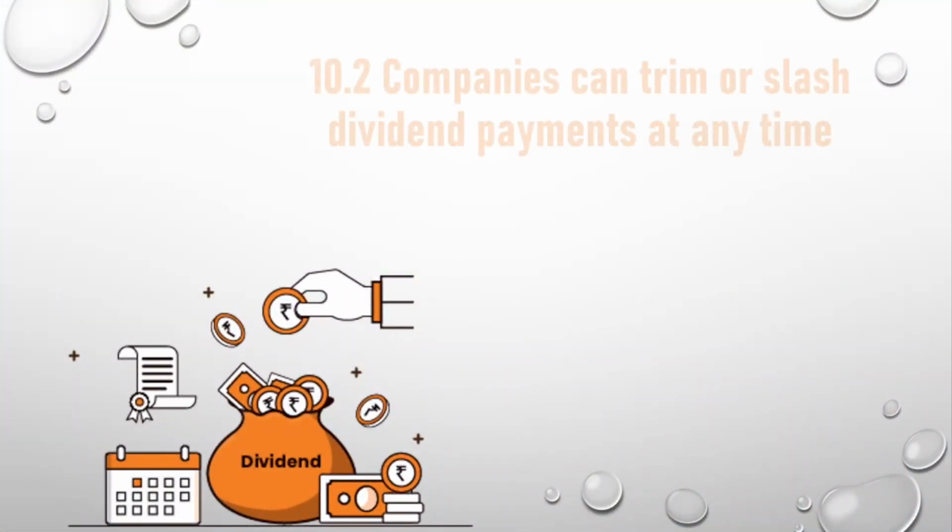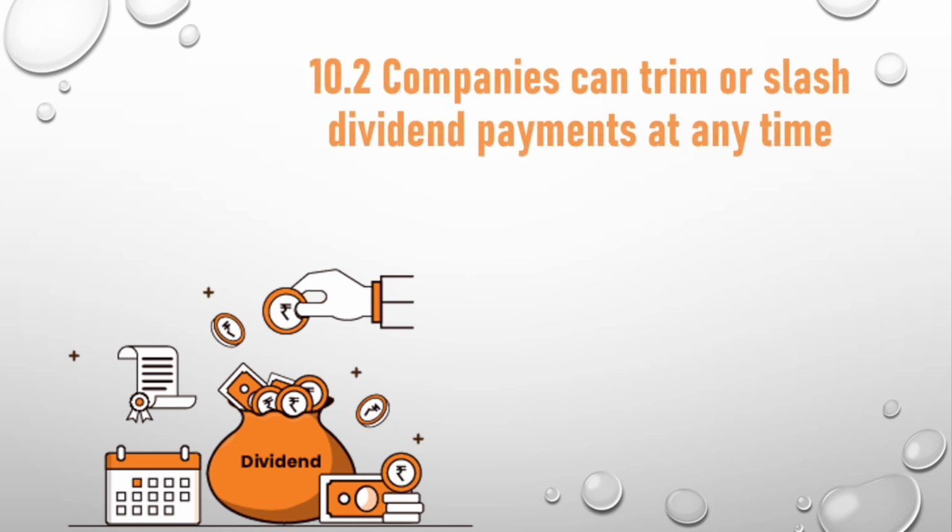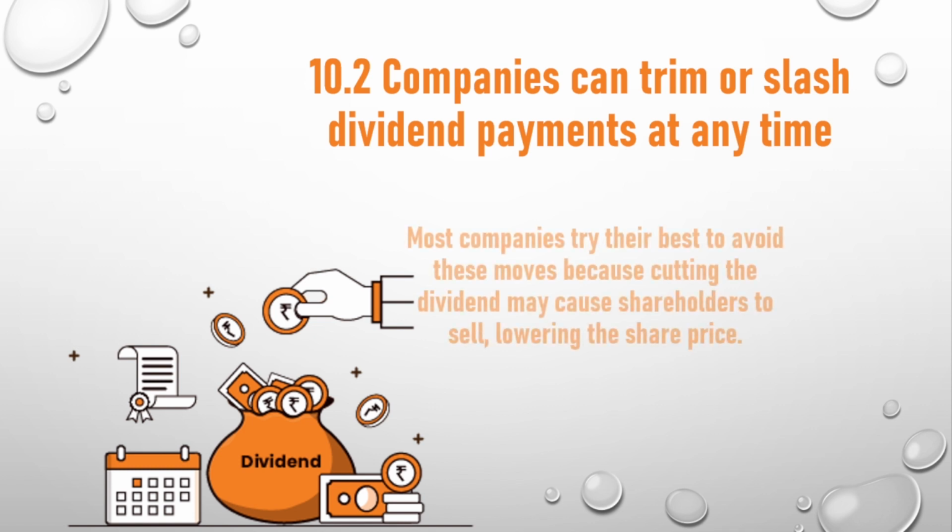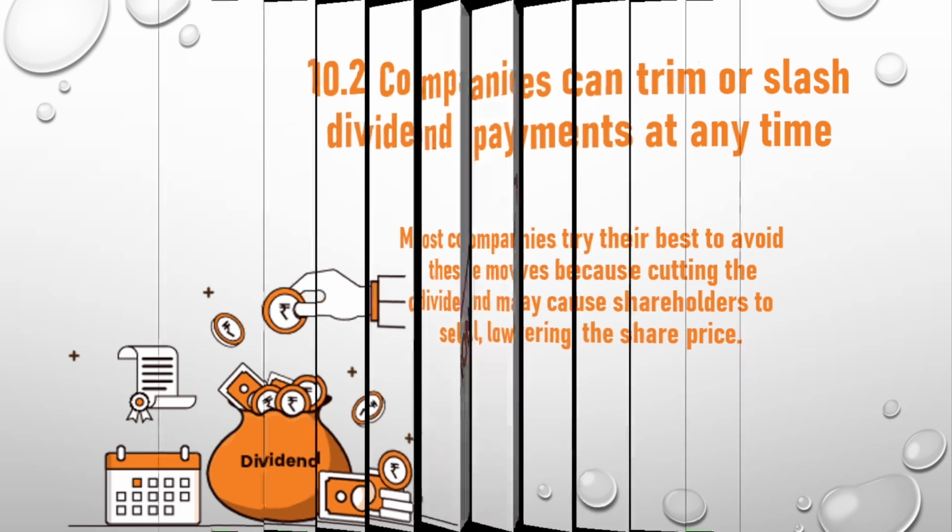Company can trim or slash the dividend payment at any time. Companies aren't legally required to pay a dividend or increase the payment. Unlike a bond, where failure to pay the interest can put a company into default, a company can cut or eliminate a dividend at any time. If you are counting on the stock to pay a dividend, you may view a dividend cut or elimination as losing money. Most companies try their best to avoid this move because cutting the dividend may cause shareholders to sell, lowering the share price.